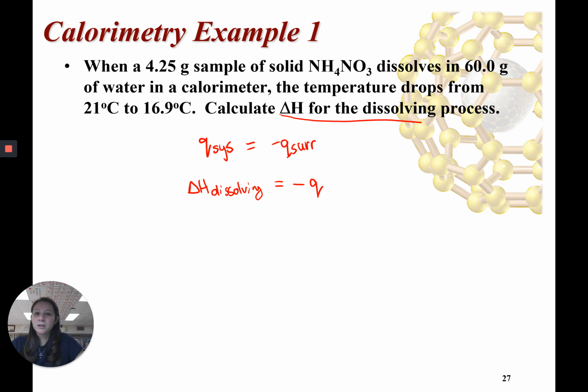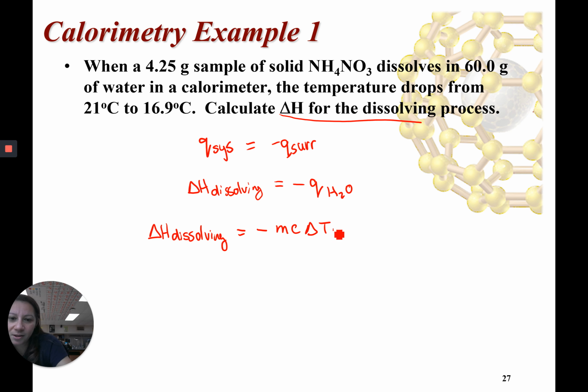So that's my system. What are my surroundings? Well, it looks like I'm taking that NH4NO3 and dissolving it in water, and so water is my surroundings. Okay? Next, choose. Do you break up both sides or only one side into MC delta T? Well, what are you solving for? You're solving for delta H of dissolving. So you want to keep this as delta H of dissolving, right? I don't want to break that up because that's what I'm solving for. So I'm only going to break up one side. So I'm going to say Q of water is MC delta T of water.